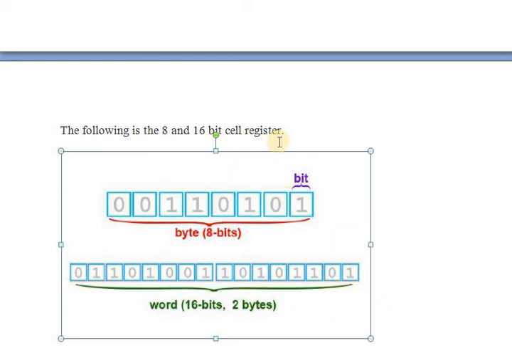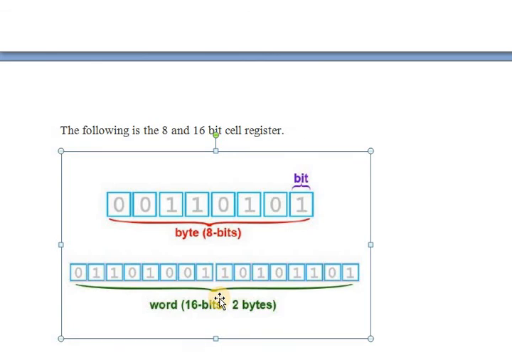So this is an 8 cell register. Each cell consists of 1 bit. See here, this is 1 cell, 1 bit. This is 0, this is also 1 bit, this is 1 bit, this is 1 bit, this is 1 bit. This is how a bit is stored in a cell register.